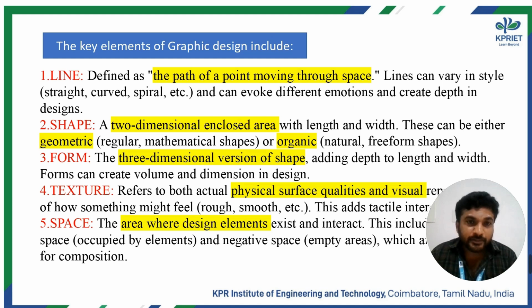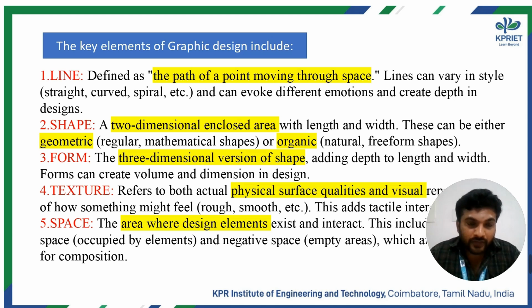The line is defined as the path of a point moving through space. Line can vary in style, for example straight, curved, spiral, etc., and it can evoke different emotions and create depth in the design. Shape: a two-dimensional enclosed area with length and width. This can be either geometric, for example regular mathematical shapes, or organic, that is natural, free-form shapes. Form: the three-dimensional versions of shapes, adding depth to the length and width. Forms can create volume and dimension in design.